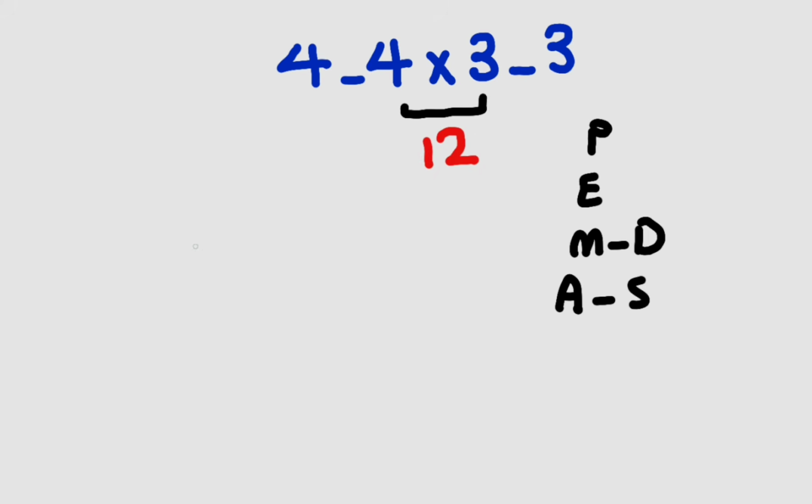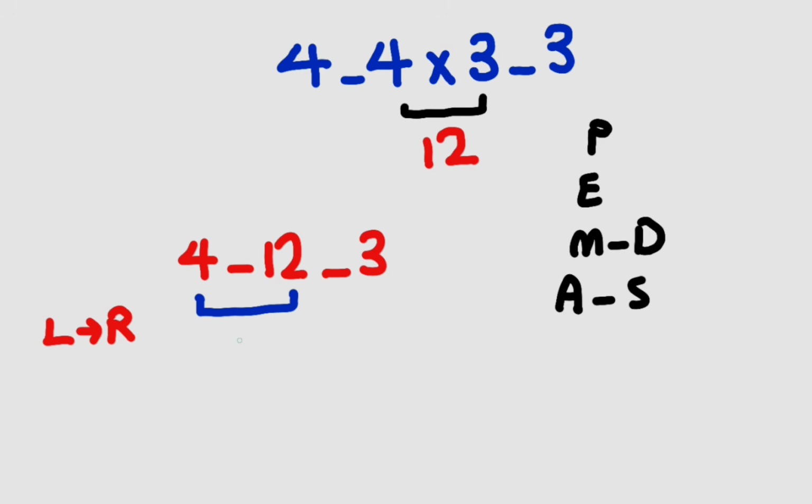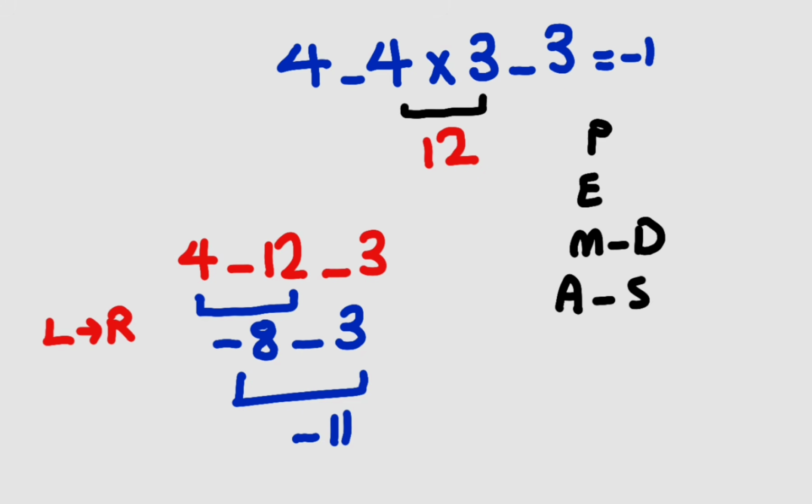Now we have 4 minus 12 minus 3. So as we know, when we have more than one subtraction in one expression, we have to solve from left to right. So 4 minus 12 gives us negative 8. So negative 8 minus 3 gives us negative 11. The final answer is negative 11.